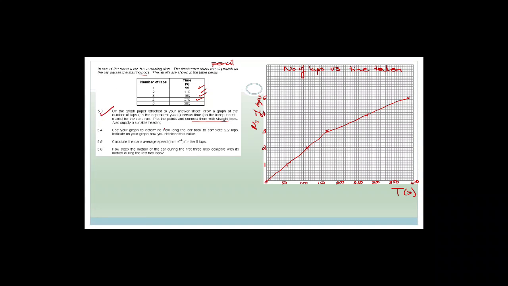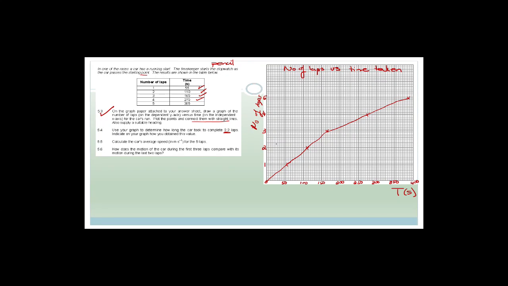Now it says, that's 5.3. Now it says use your graph to determine how long the car took to complete 2.2 laps. Indicate on your graph how you obtain this value. So we want to know approximately how long it took to do 2.2 laps. It took this amount of time to do 2 laps and that amount of time to do 3 laps. So do you agree 2.2? Let's just have a look. No, each one of these is a 0.1, so 2.2 is over here.